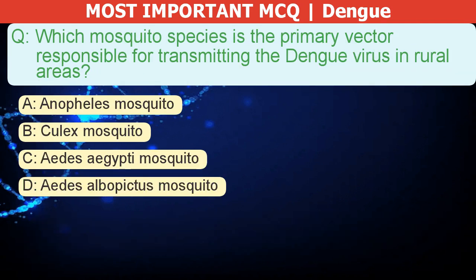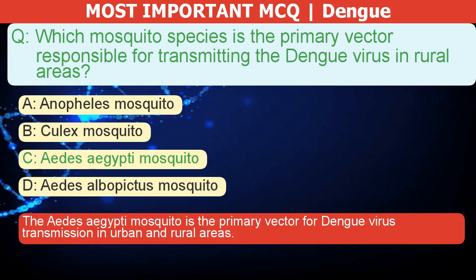Which mosquito species is the primary vector responsible for transmitting the dengue virus in rural areas? A. Anopheles mosquito. B. Culex mosquito. C. Aedes aegypti mosquito. D. Aedes albopictus mosquito. The correct answer is C. The Aedes aegypti mosquito is the primary vector for dengue virus transmission in urban and rural areas.